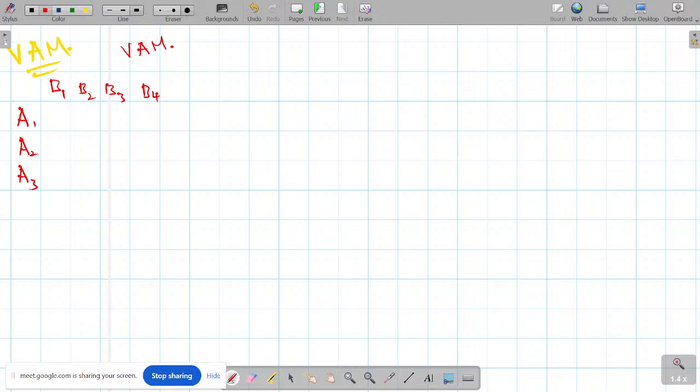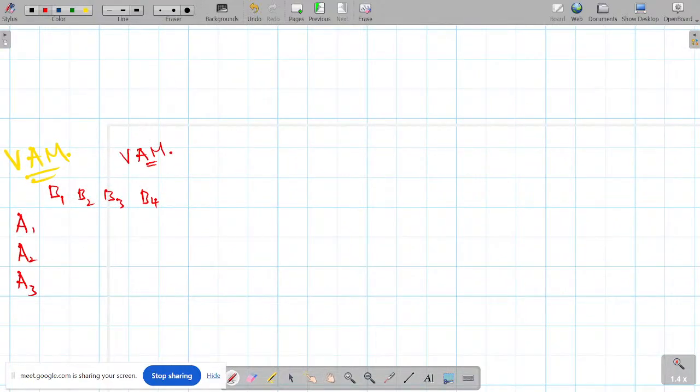Okay, please try to understand. Wherever you had the allocation in VAM method, that one we are going to classify the heading as occupied cells. So allocation is there in VAM method, right? We are going to name that as occupied cells.